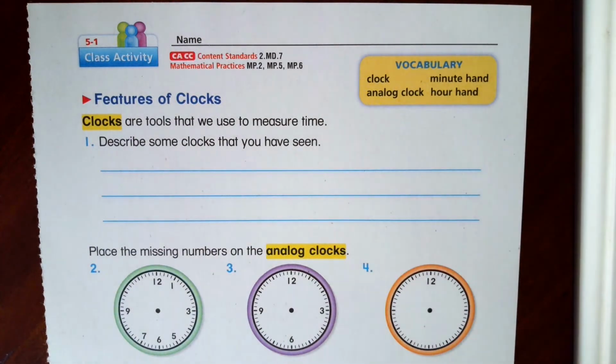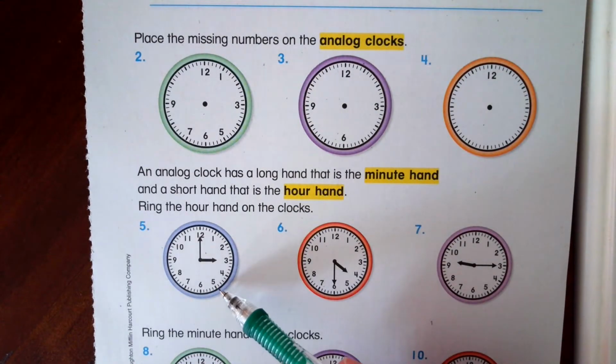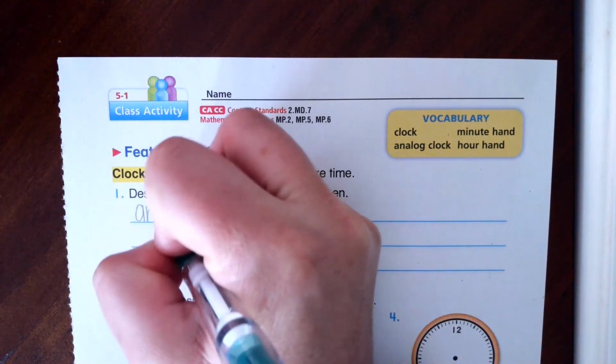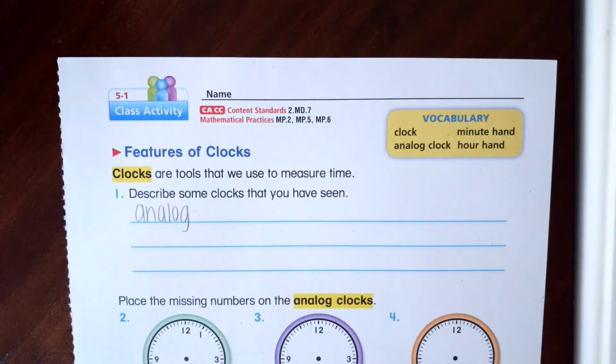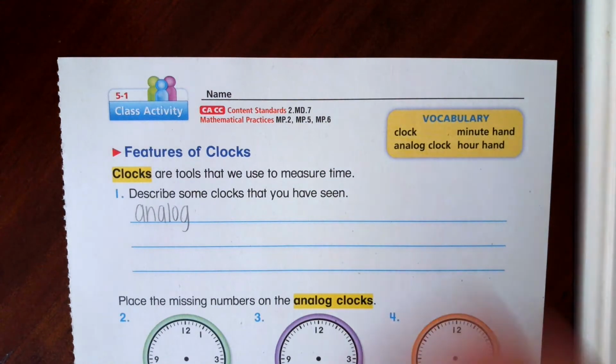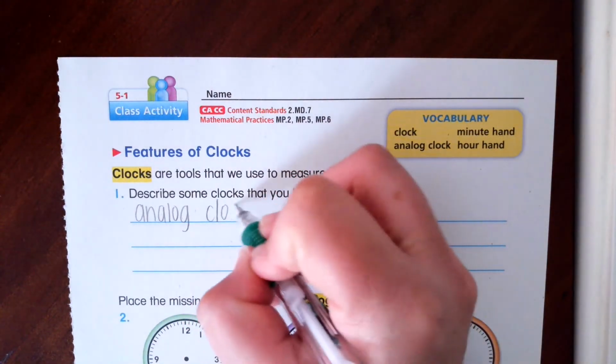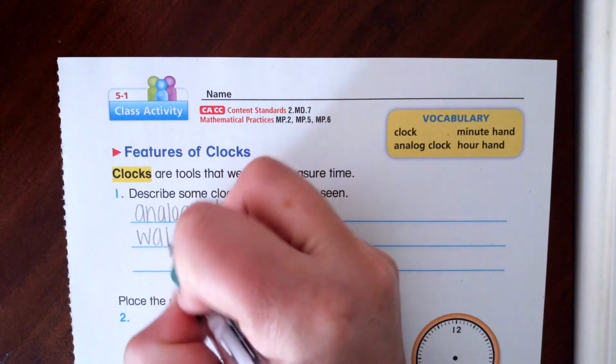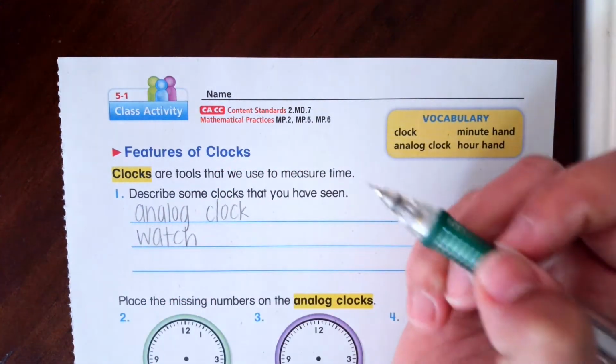So maybe you've seen clocks that look like this. This is called an analog clock. Now, if you have something written down that's different, that's totally fine. Maybe you have seen watches. Those have a clock on them.